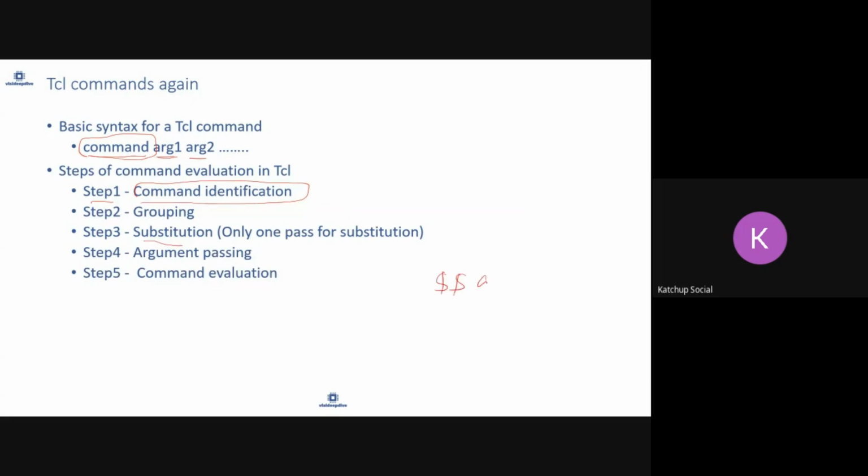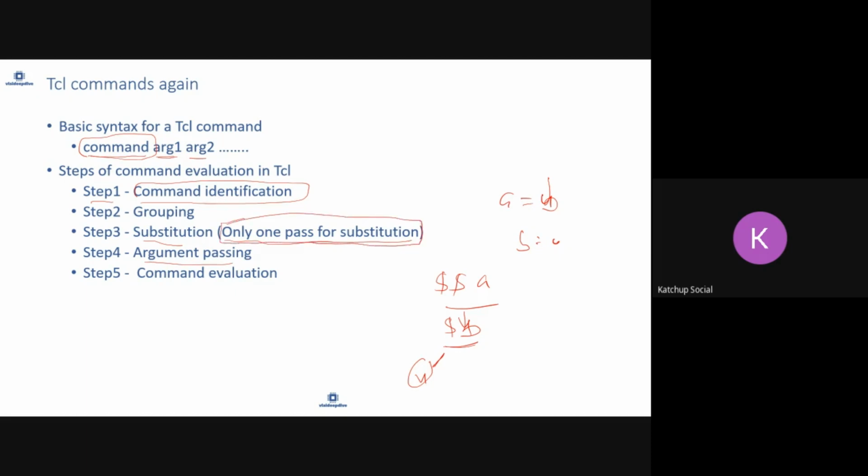Let's say if I write $$a, and let's say a is equal to 4. It will do only one-time substitution. So when it passes through the command, it will do one-time substitution and it will become $4. Let's say a is equal to b, it does not mean it will do two substitutions, and now let's say b is equal to 4, it will become 4. It will only do one-time substitution. Okay, so it will do only one pass for substitution. Then it will pass all the arguments to the command, and of course then the command will evaluate. The rest is common sense. The important thing to keep in mind is only one pass for the substitution.